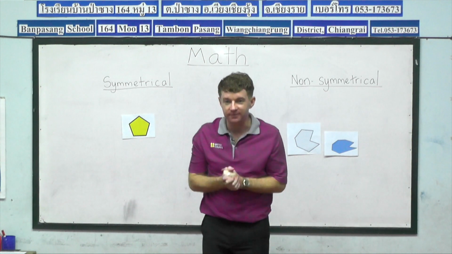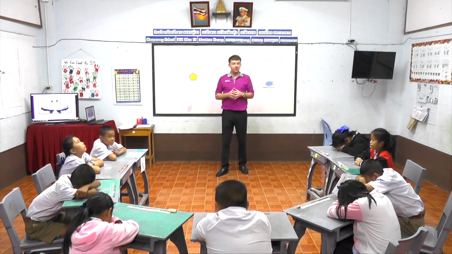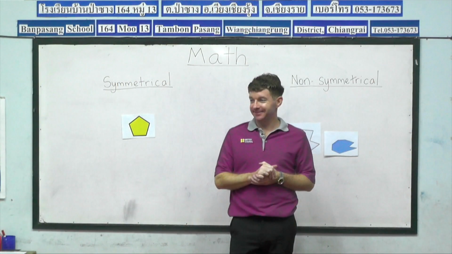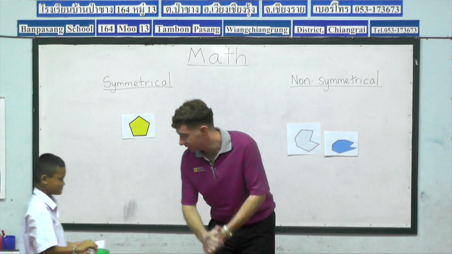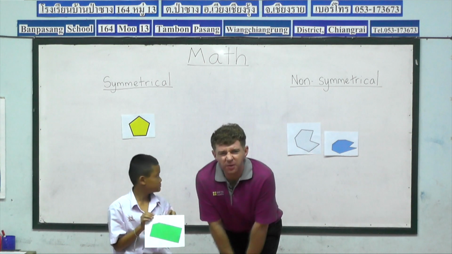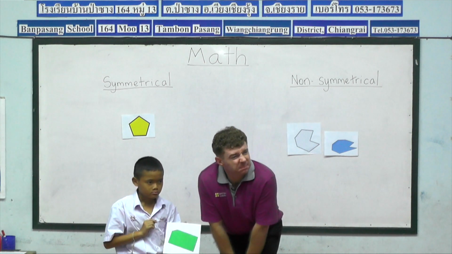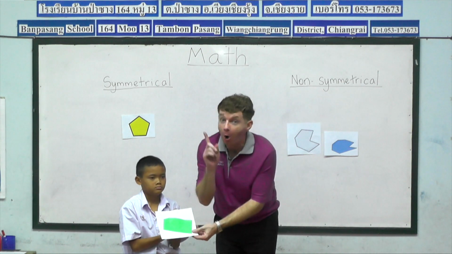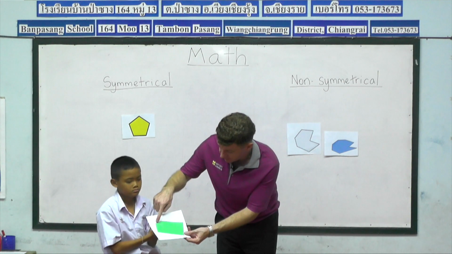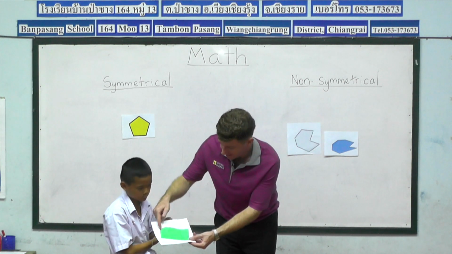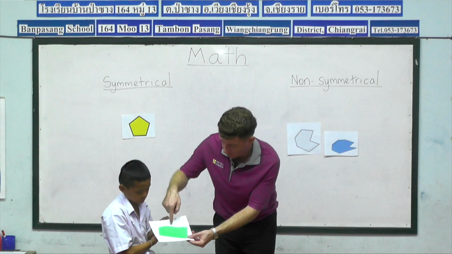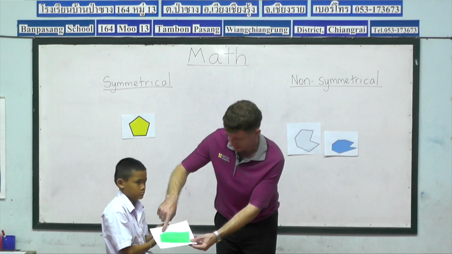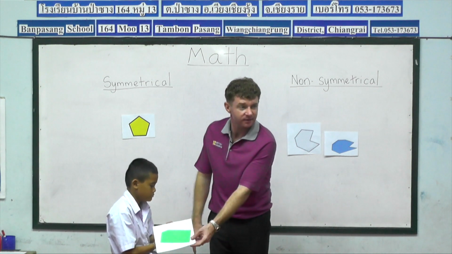Okay, so let's see who's next. Next shape. Open your eyes, guys. It's you. Come and join me at the front, please. Okay, so have a look at your shape. Show your friends. What do we think? Symmetrical or non-symmetrical? Yes, almost symmetrical, because this corner here is different. If this corner was filled in green, we could draw a line and it would be the same. But this corner here isn't the same as here. So what do we think?